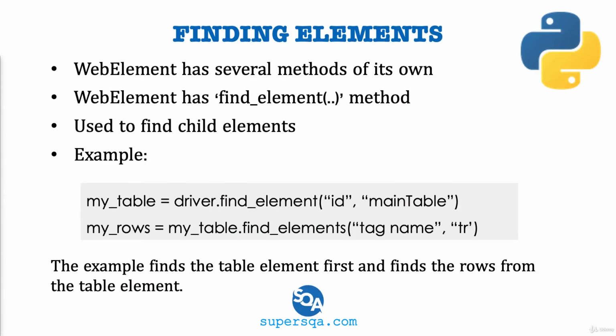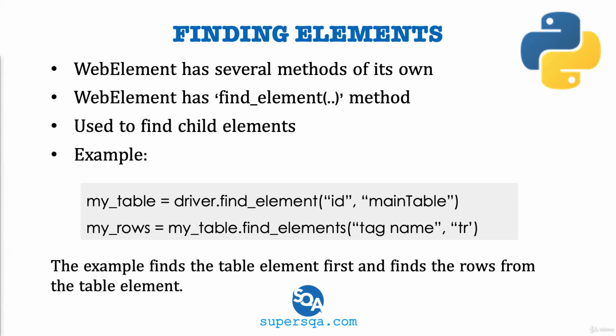All right, so once we get a web element, the web element itself has a find element method. You can think of it as a child element, right? You can say find element. Let's say you get find element and you get a table. And now the table is a web element, right? It has its own bunch of properties.